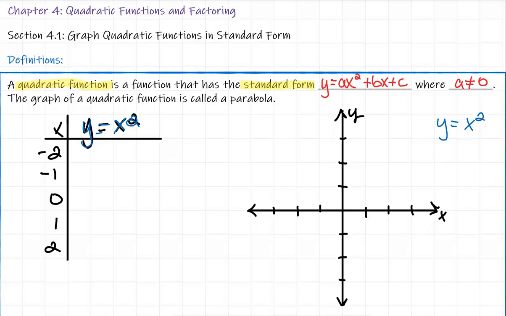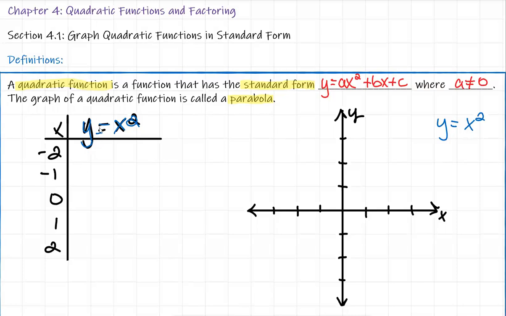And then we call the graph of a quadratic function a parabola. The graph of a quadratic function is called a parabola. And let's go ahead and take a look at that really quick. Let's go ahead and graph a parabola. If you remember what that looks like, it's kind of that U-shaped looking dude.